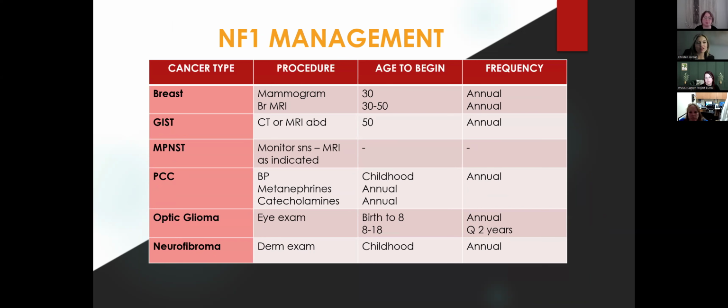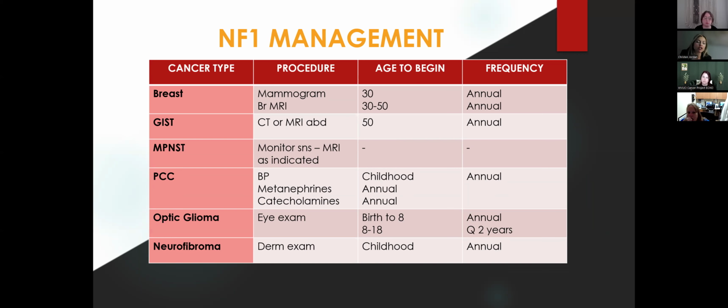They'll learn something as we go. So how do we manage these people? Again, elevated breast screening, but you usually start MRI by age 50. For the GIST, we want to do CT or MRI of the abdomen, usually starting from age 50 on, annually. You're going to monitor for signs and symptoms of nerve sheath tumors and use an MRI as indicated.